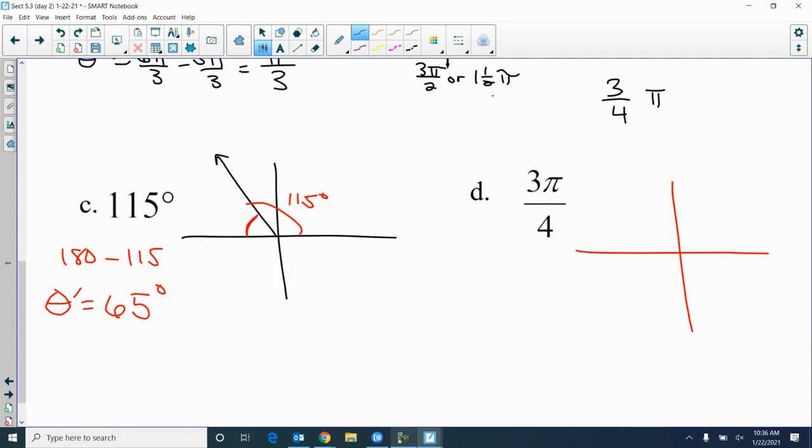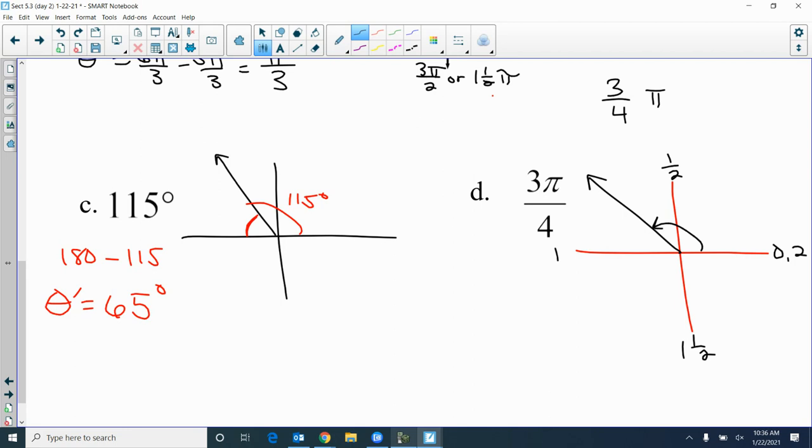Think about it as 3/4. Start at 0. This is 1/2. This is 1. This is 1.5. And then coming back here is 2. Just all in terms of pi, like pi over 2, pi, 3/2 pi, 2 pi. 3/4, where does it fall in between? In between 1/2 and 1. So it's got to be here.